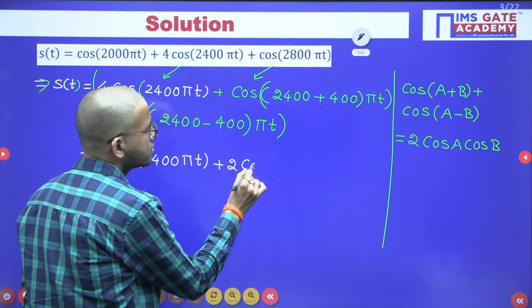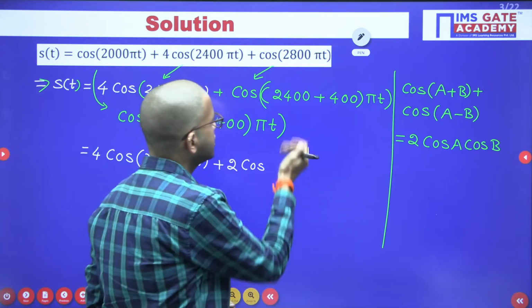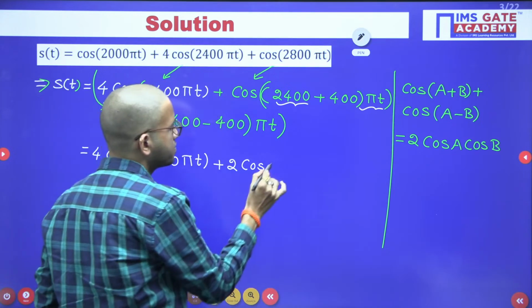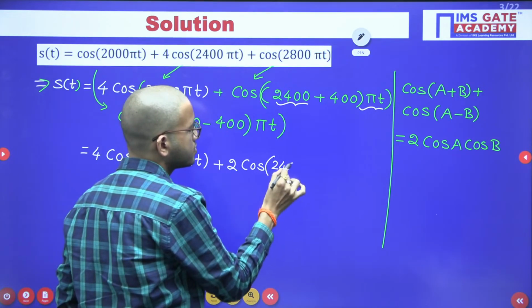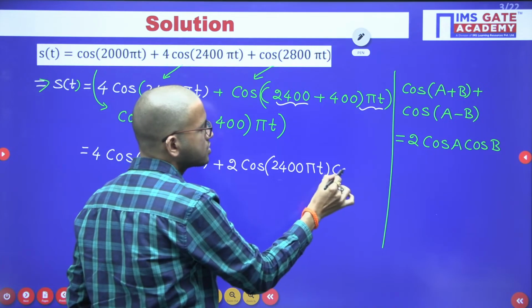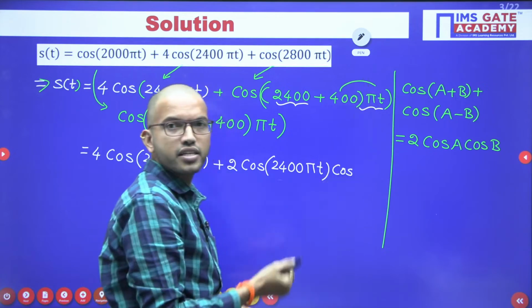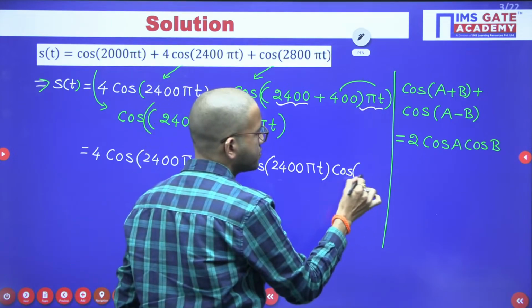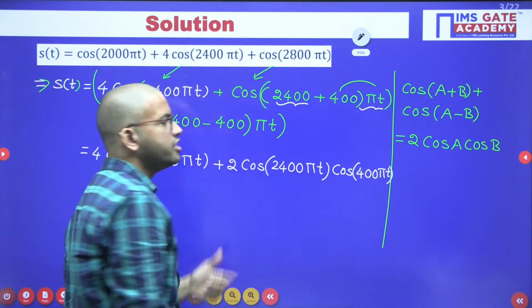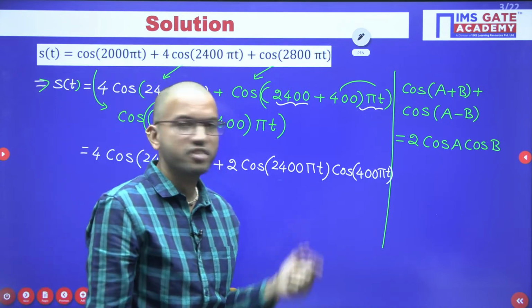2 cos, here A is nothing but 2400 pi t, and then cos B is nothing but 400 pi t. I hope it is clear for everyone up to this step. If you are having any doubt, you can mention in the chat. I will repeat once again.